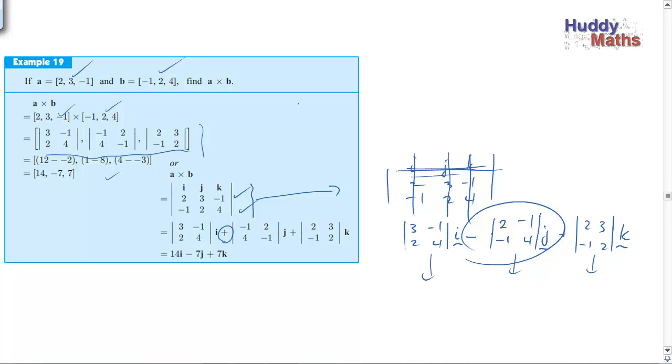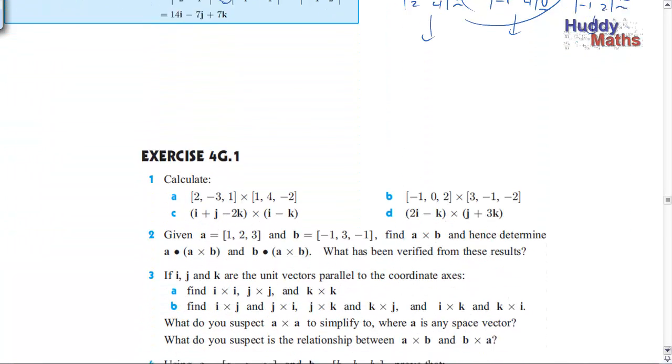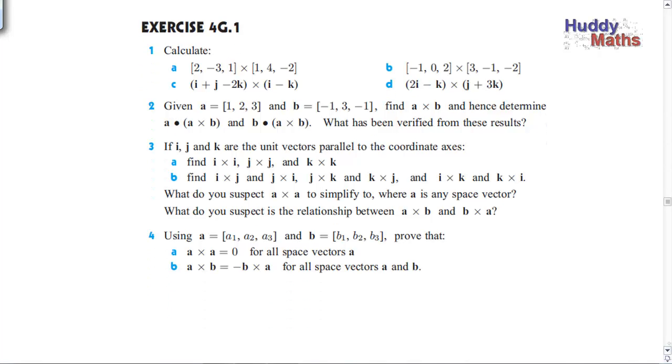All right, are you ready? Come and have a look at 4G1. First little 4 there. You're going to find some interesting things about A cross B and neg B cross A and things like that as you go through. Need to do all these problems, I think. All right, pause it. Let's have a look at the solutions in a minute.